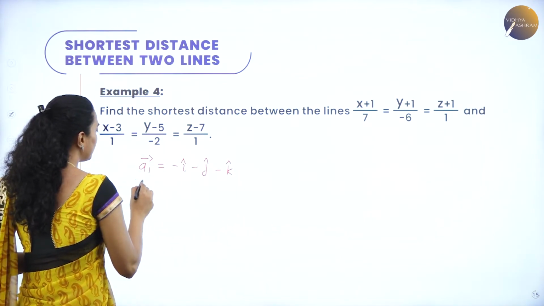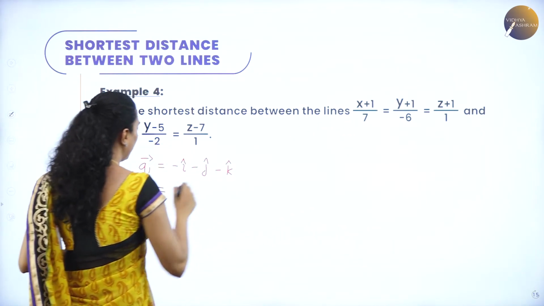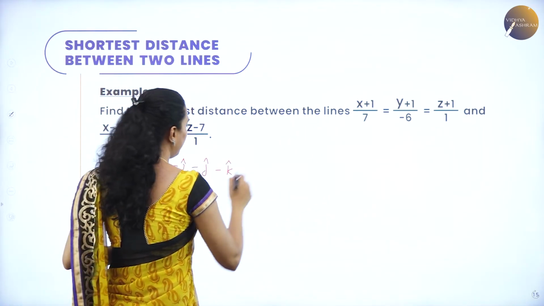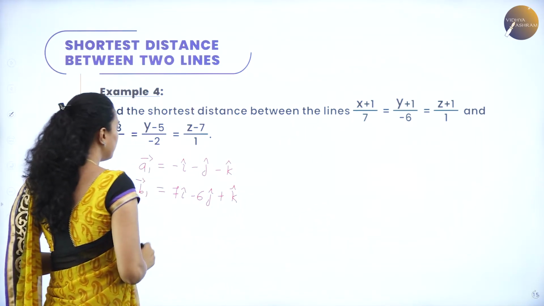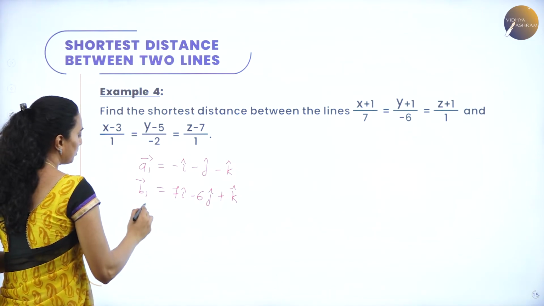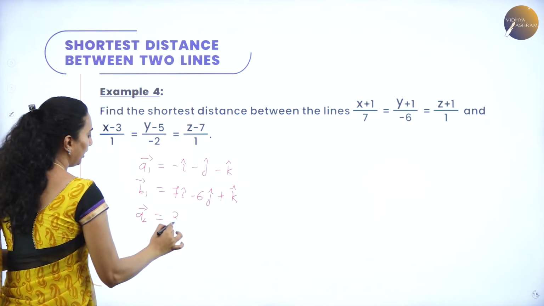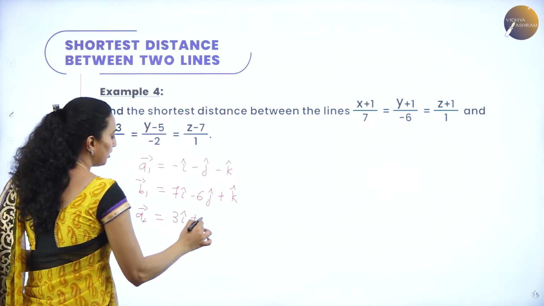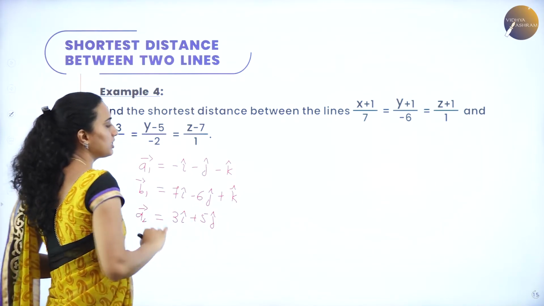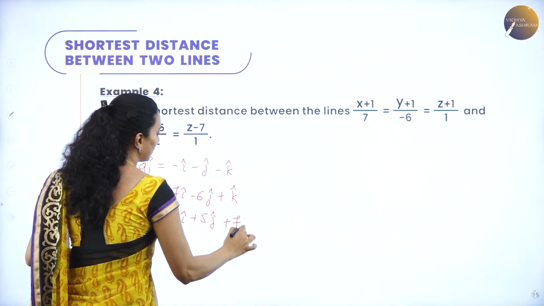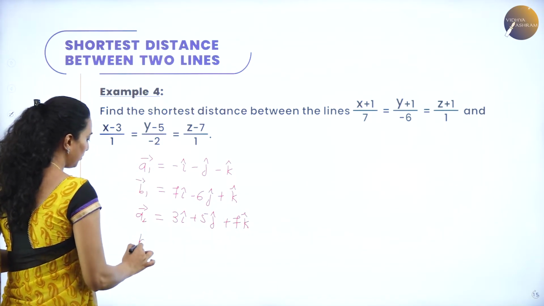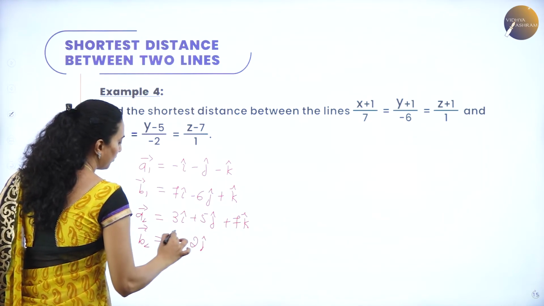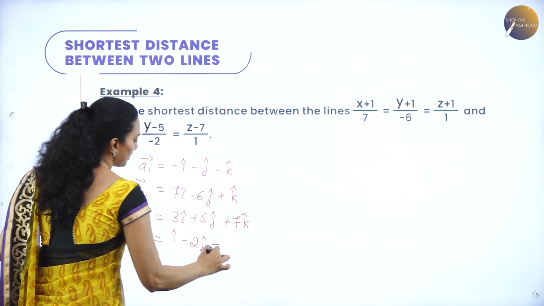Similarly, the denominator, which is nothing but the B1 vector, is 7i minus 6j plus 1k. Okay. Similarly, here the A2 vector is given by 3i. As I told you, if it is minus, you have to take it as plus. Now minus 5j means here plus 5j. Now again minus 7 means here plus 7k. Correct. And then what is the B2 vector? B2 vector is nothing but 1 minus 2j, which is 1 into i is i, again plus k.